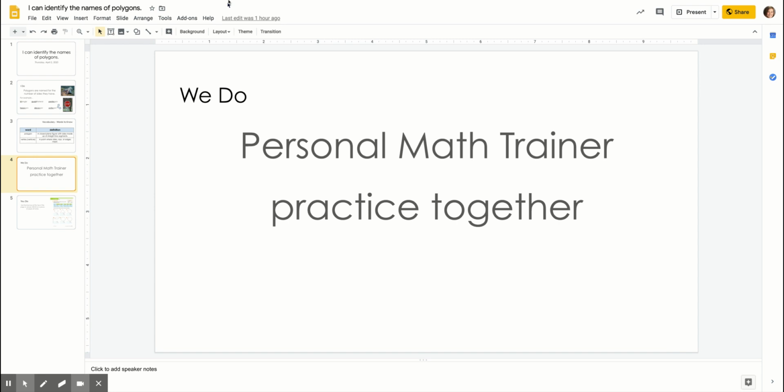Next one, we need to name this figure below. So I see 1, 2, 3, 4 sides. Hmm. Well, we know pentagon is 5 because we just did that one. We know triangle is 3. My last option is quadrilateral. If I look at that prefix quad, that means 4, so it must be the right answer. We got it.